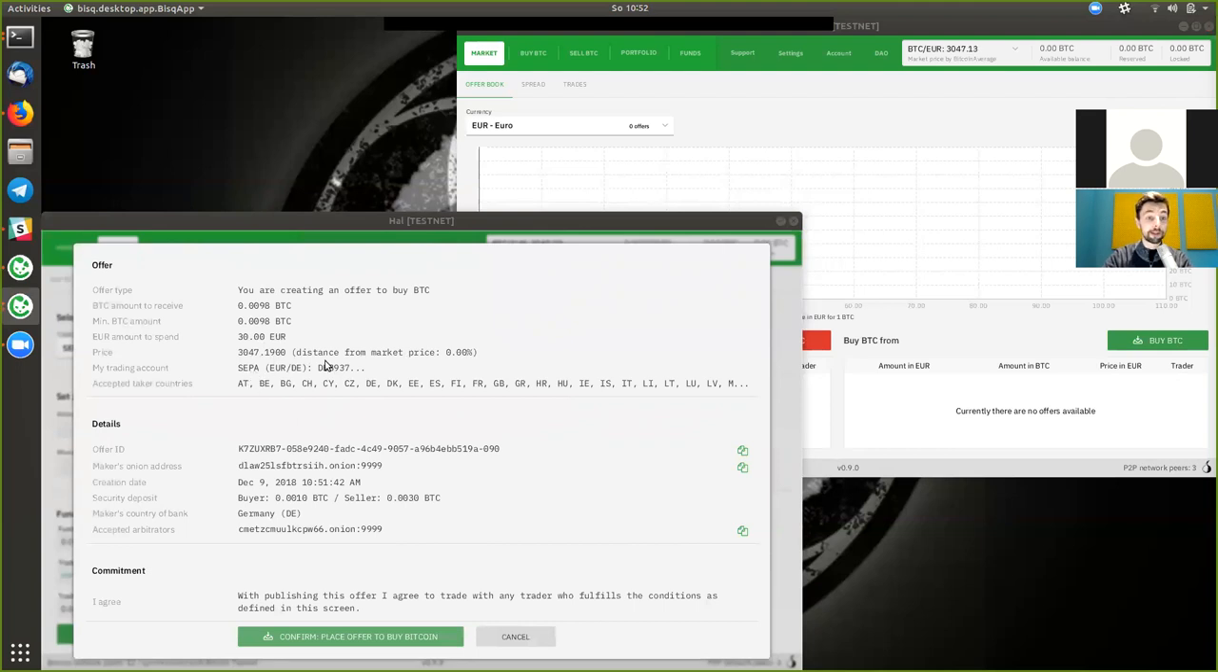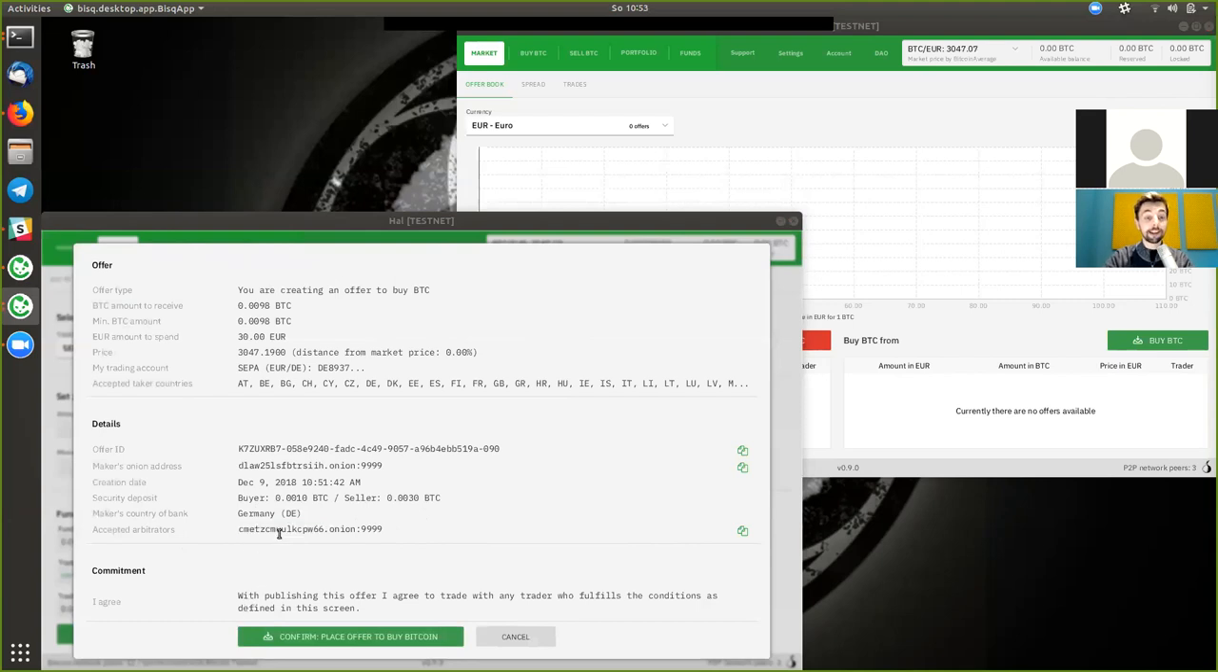We are using our SEPA trading account here, the German account that we set up earlier. And here is a hash of the offer, just as an offer ID, and the maker's onion address. So this specifically here is Halfinier's onion address. The creation date is, well, today. And the security deposit is exactly 0.001 Bitcoin. And for the seller, it's 0.003 Bitcoin. We are here in Germany, and the accepted arbitrator is this onion address right here. But we're going to talk about the arbitrator in a future video much more in depth.